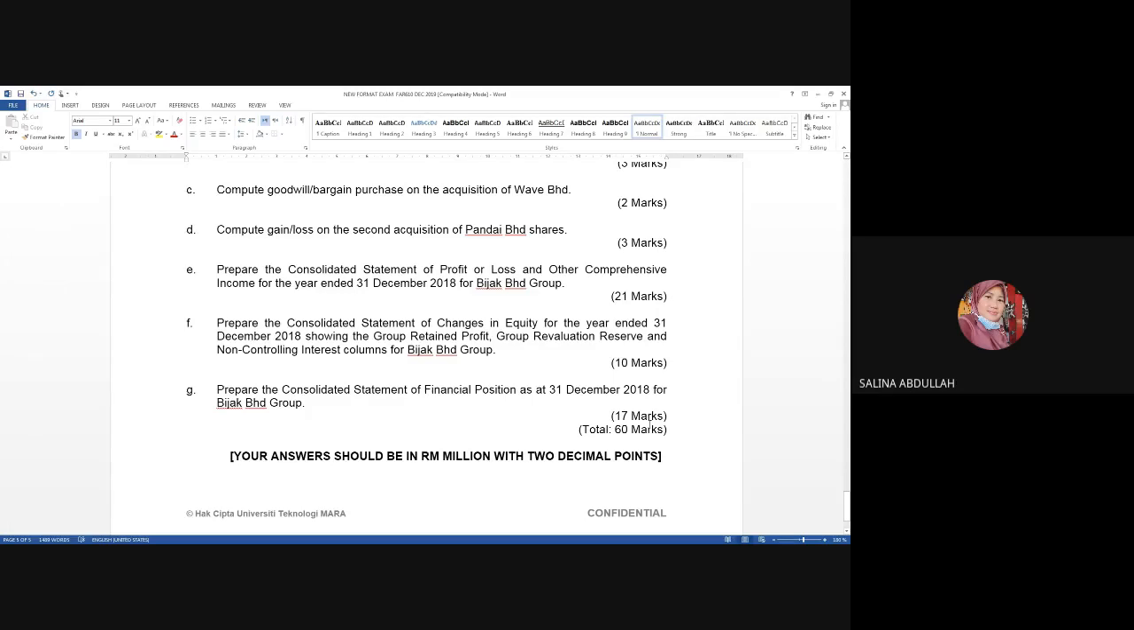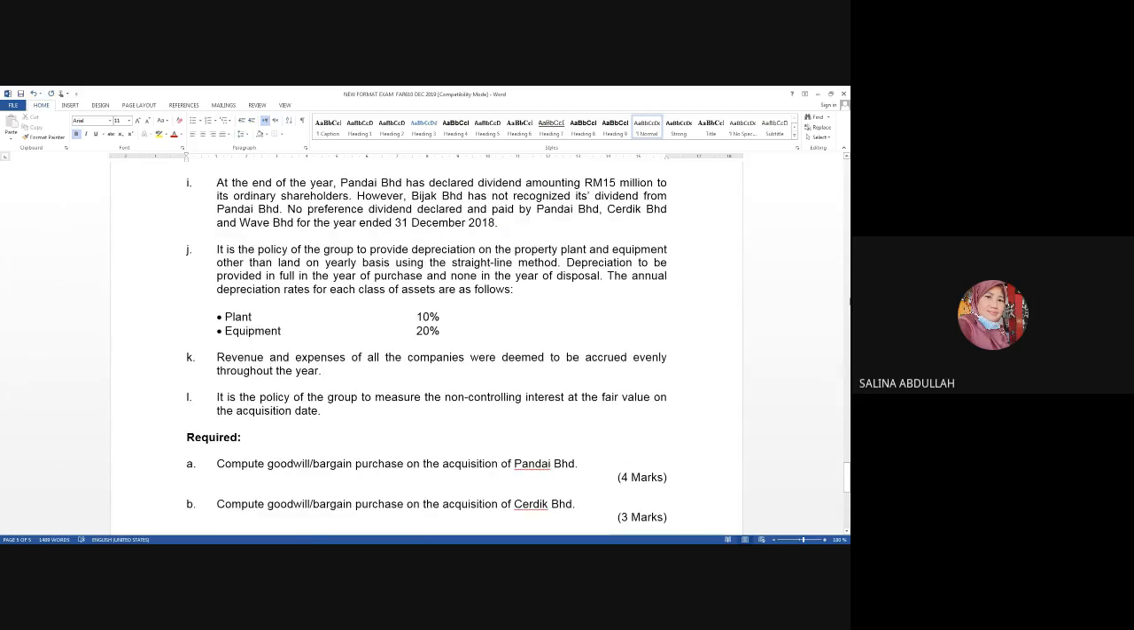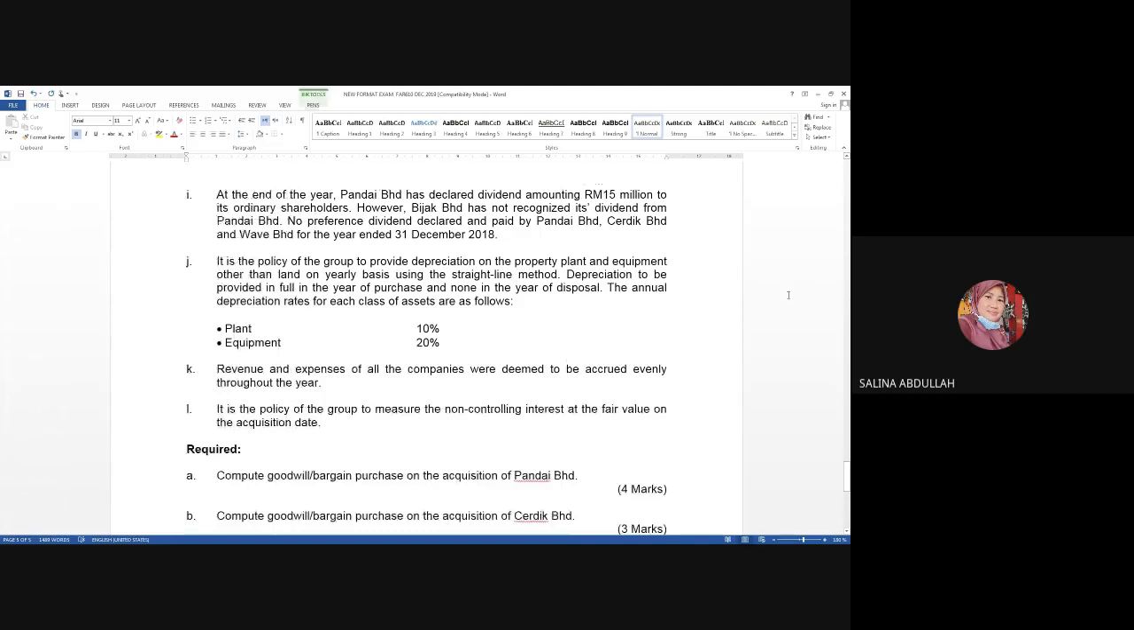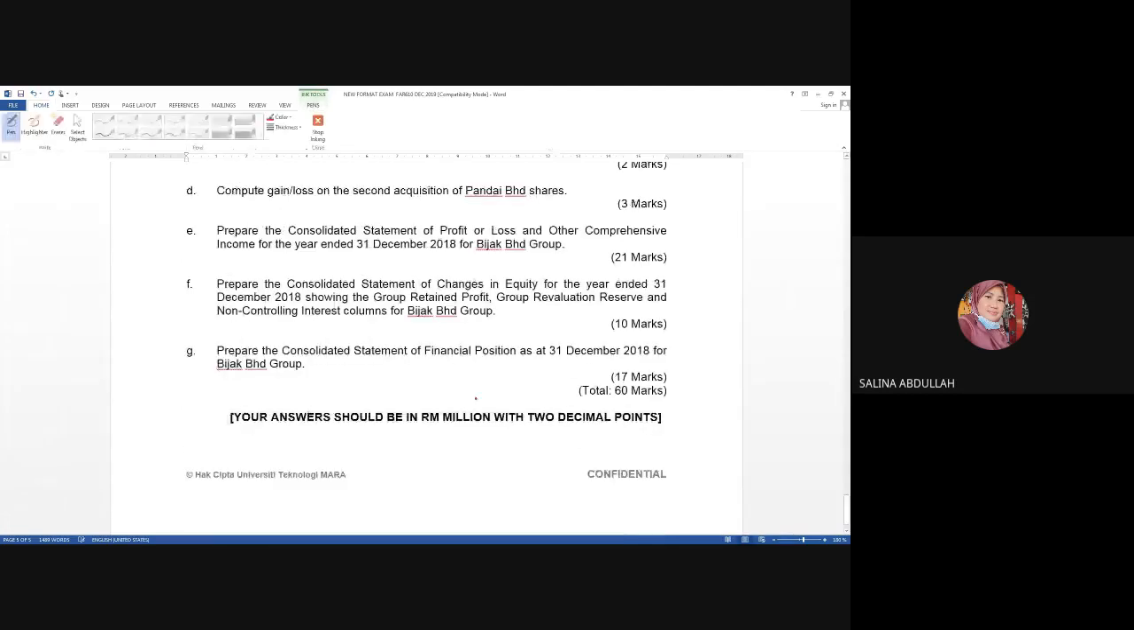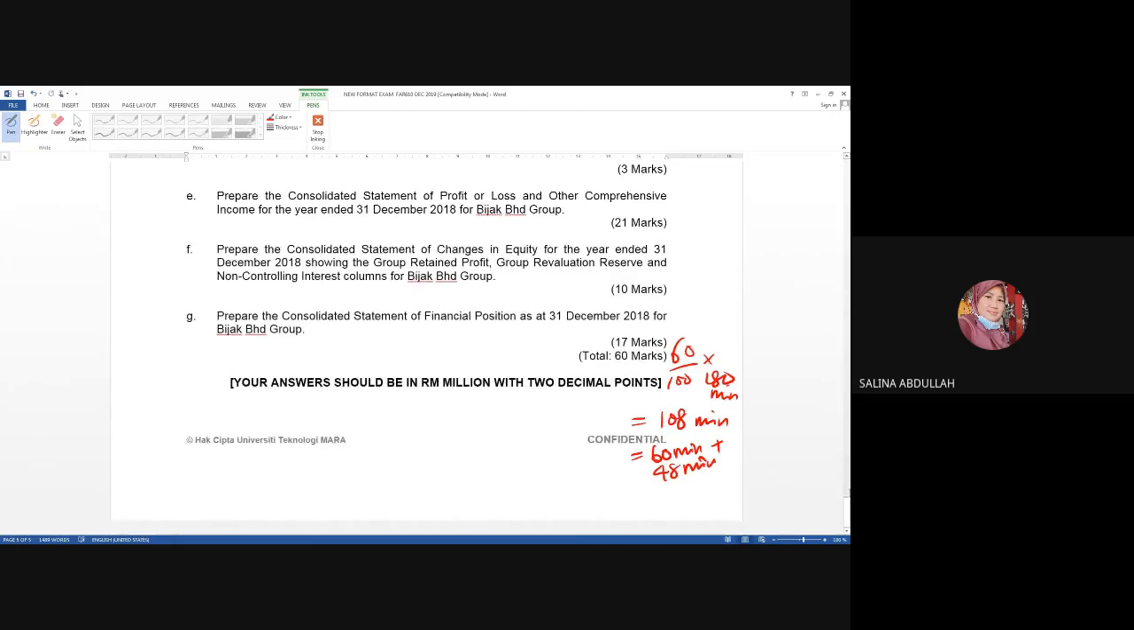I told the students before, for these 60 marks, you should allocate 60 over 100. So how do you calculate how long you are supposed to allocate for this question? The formula is like this: 60 over 100, times 180 minutes. So this equals 108 minutes, which is basically about 1 hour 45 minutes. So you should spend around 2 hours, at most. If you can prepare the answer in less than 2 hours, it will be better.